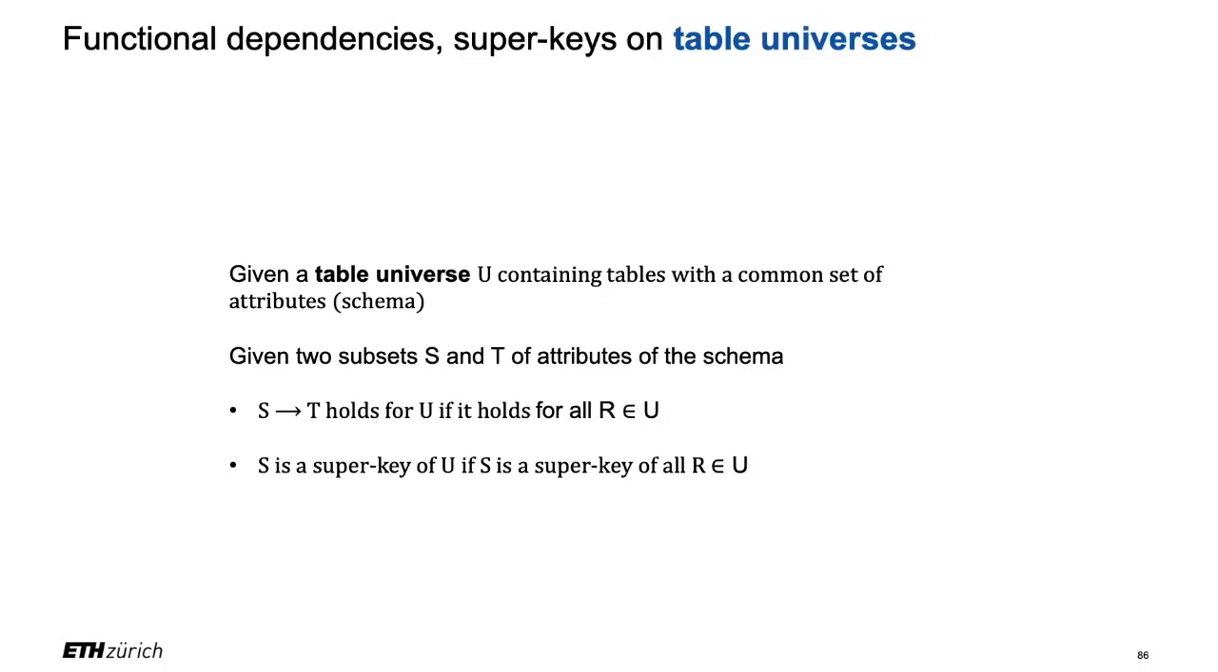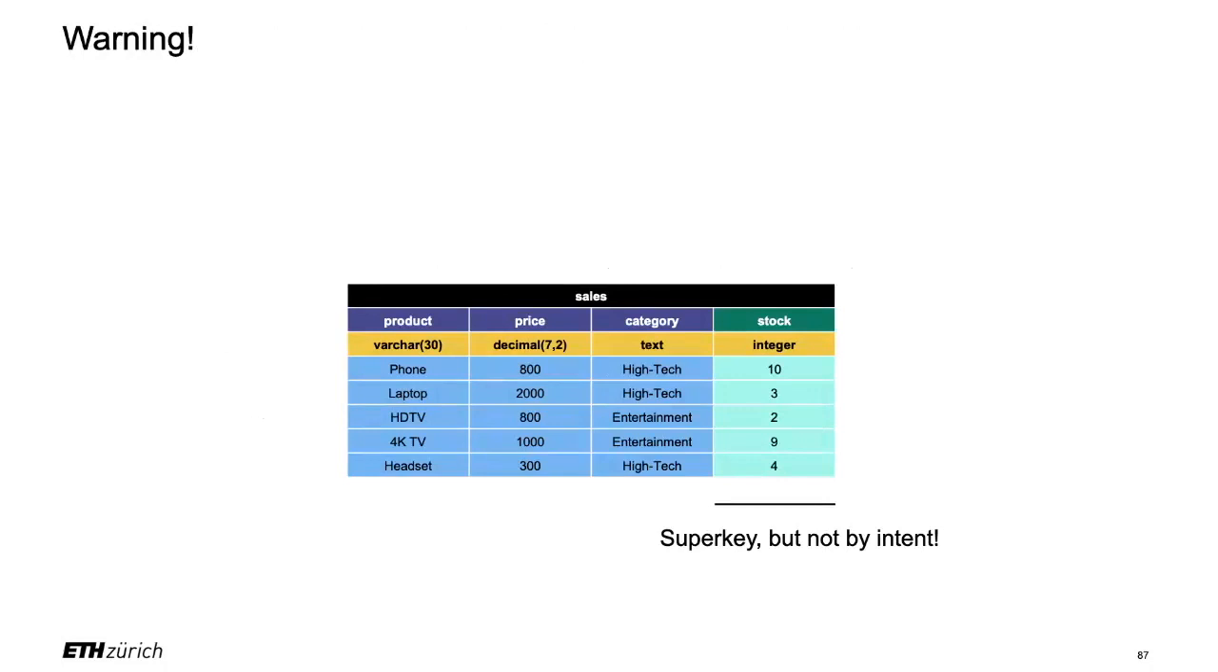When does it hold for my entire universe? It's actually quite easy. It basically holds for the universe if it holds for every table in the universe. It's that simple. So basically, given two subsets S and T of the attributes of my schema, so the one that all tables in my universe have in common, then I'm saying that S functionally implies T for U if it's true for any table in U, right? And S is a superkey of U if S is a superkey of every table in U. That's what it does, right?